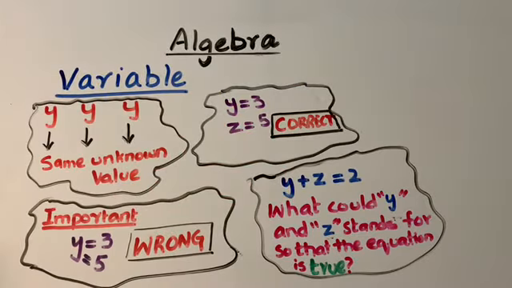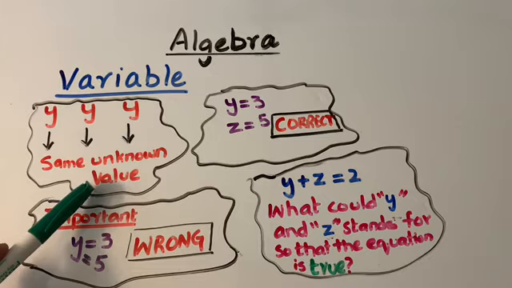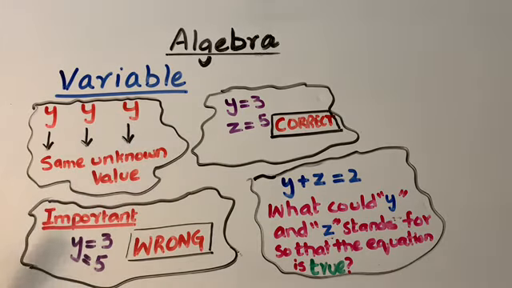To understand the concept of variable, we should know some important rules. In algebra, whenever we see the same symbol repeated more than once in an equation, it's representing the same unknown value. So always remember this rule. Another important rule is we can't use the same letter to represent two different numbers in the same equation, like we did here. We have two different values, 3 and 5, and we assigned them to the same symbol y. Y equals 3 and y equals 5.